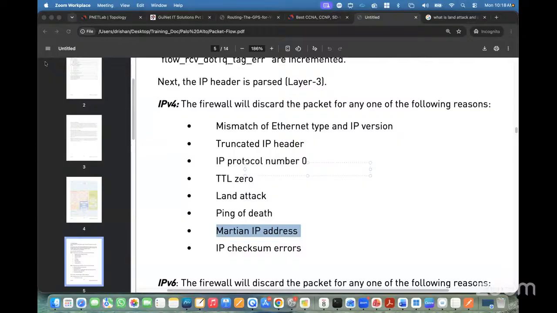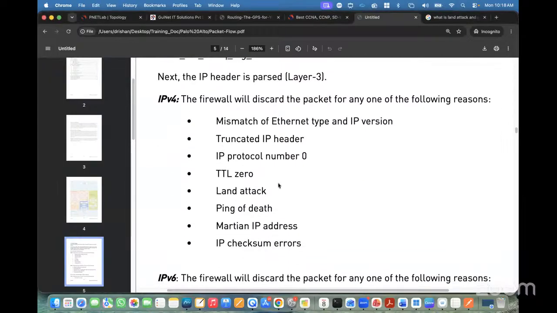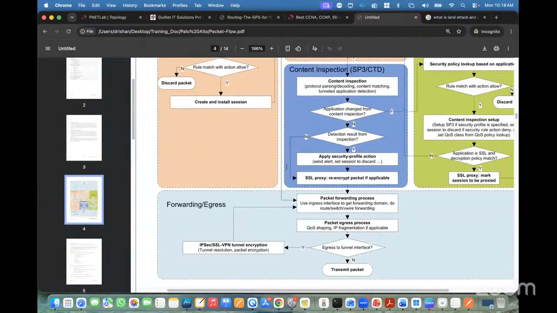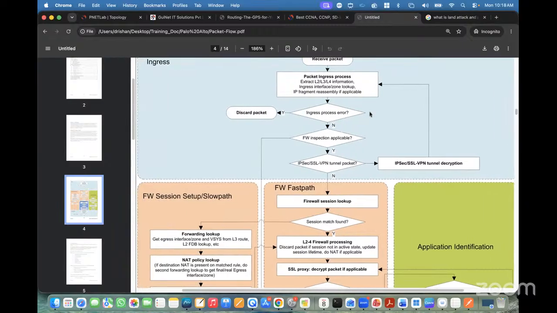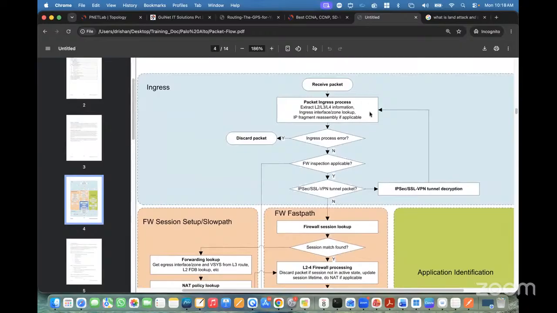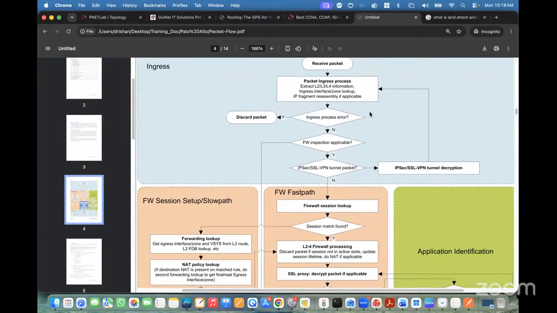So these are the reasons, Mr. Das. Okay, you can take a note. And if any of these is going to match, your packet is going to be dropped at this stage. This is known as the ingress error process. When this ingress error process happens, your packet is going to be dropped at this stage only. Clear, Mr. Das, now? Yes, sir. Everyone? Okay.